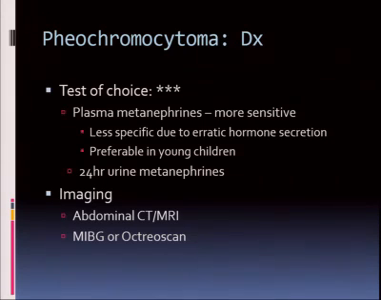Once you have strong clinical or biochemical evidence of a pheo, the next step is to do imaging to actually look for this tumor. So that's through an abdominal MRI or CT. You can also do an uptake scan, such as an MIBG or an octreotide scan. If, for example, you don't see anything in the adrenals, you think it might be somewhere else in the body, you can do a whole body scan using one of these uptake studies.